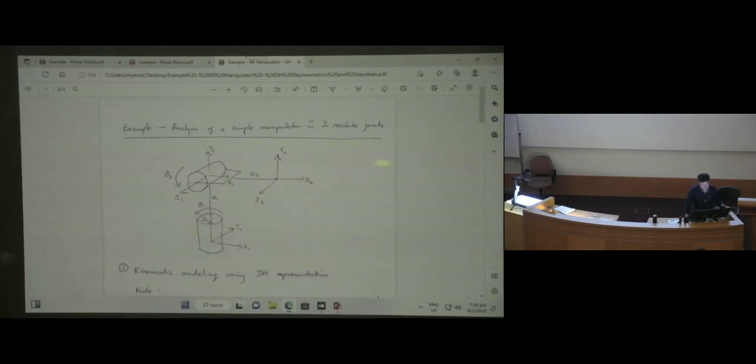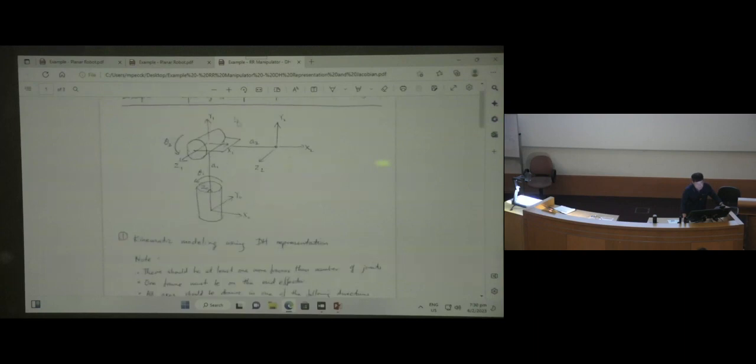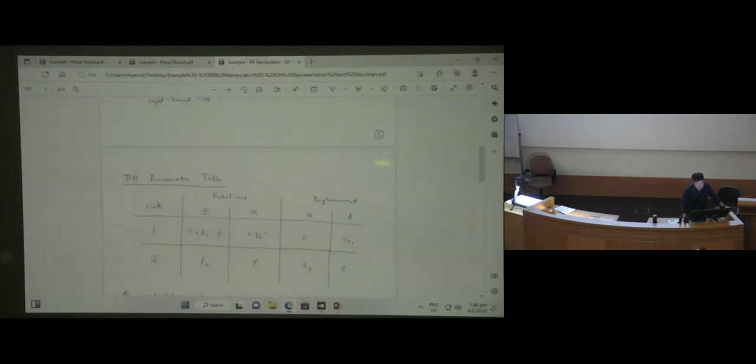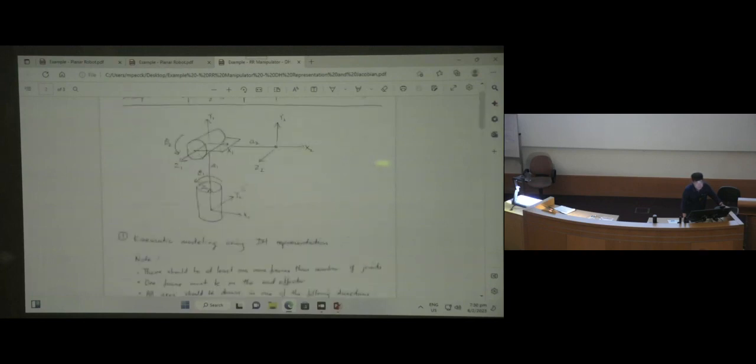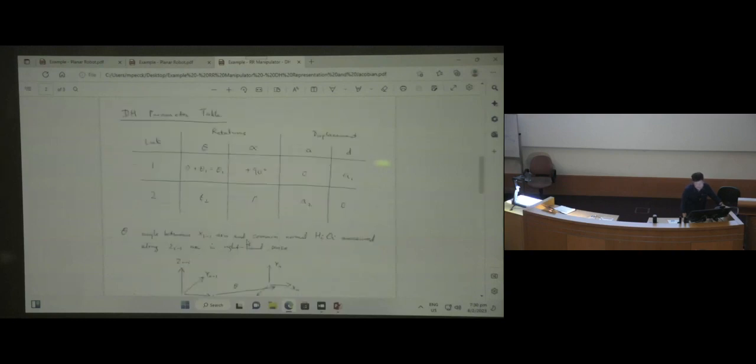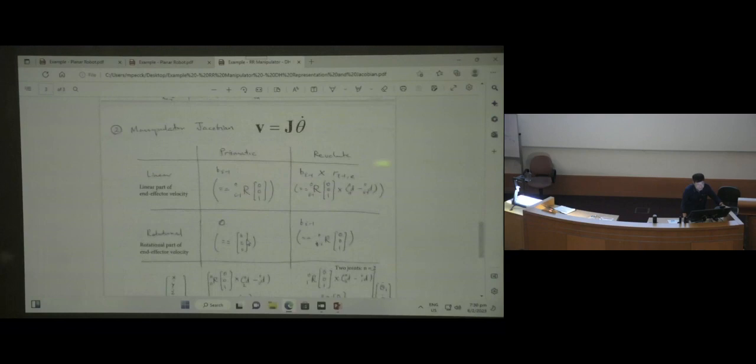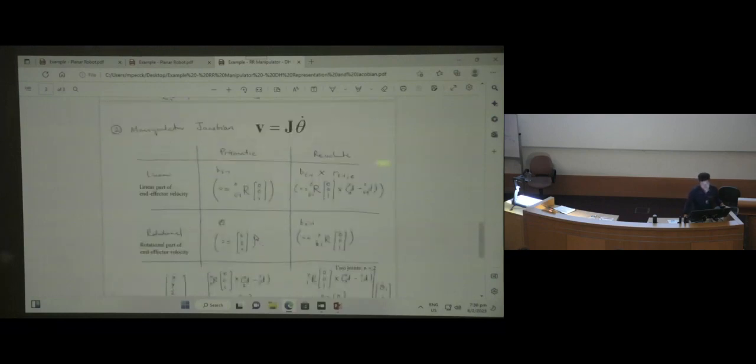So this is the first revolute joint. This is the second revolute joint. This is the end effector, the end effector point. With this, you can do your DH notations. You can attach the frames. After you have attached the frames, you derive the DH parameter table. After you derive your DH parameter table, the next thing is you want to determine the Jacobian.